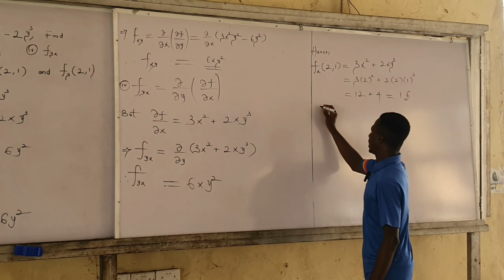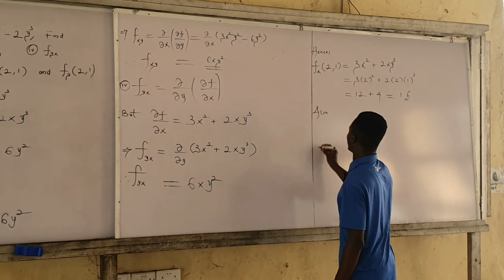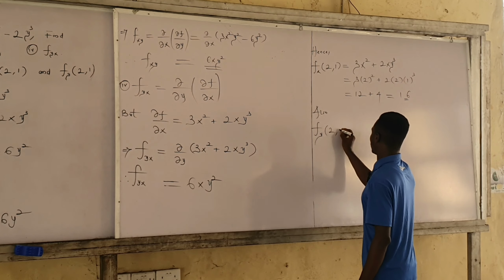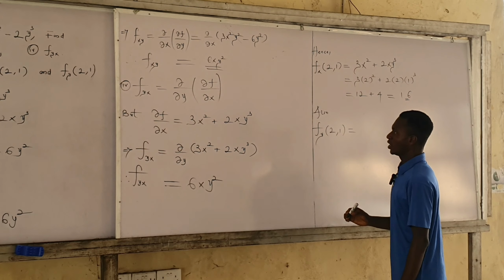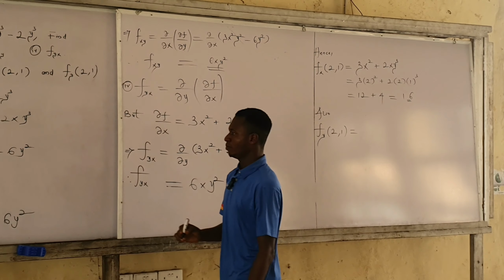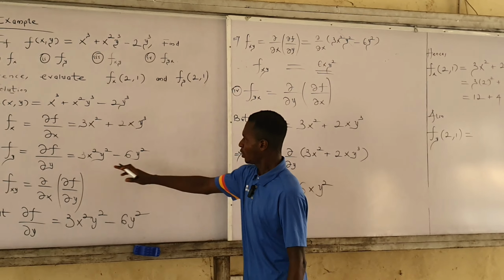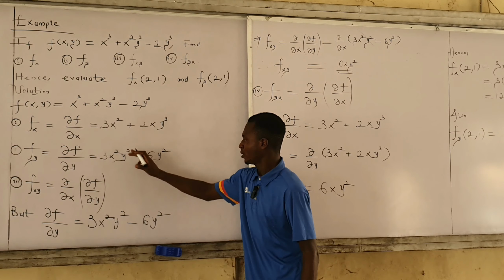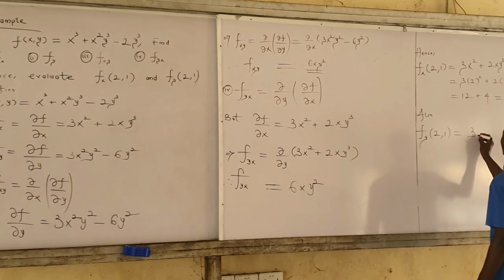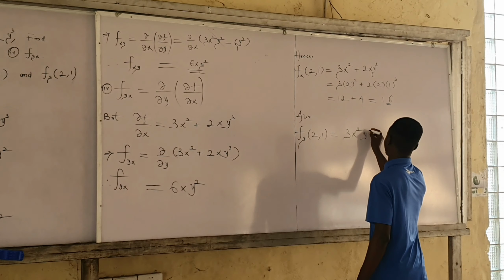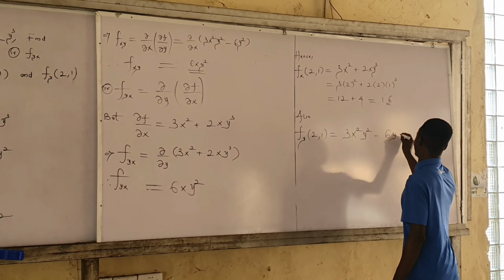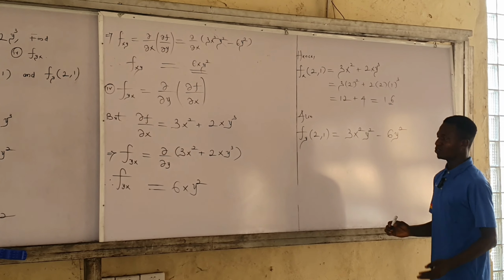Then also we have f subscript y of 2, 1. This is equal to fy is given by 3x squared y squared minus 6y squared. So we have that to be 3x squared y squared minus 6y squared. So we're going to substitute accordingly.